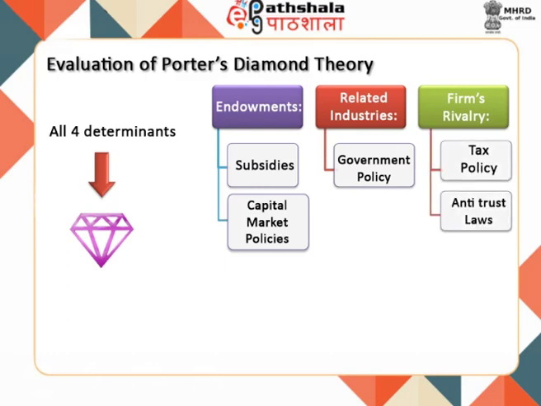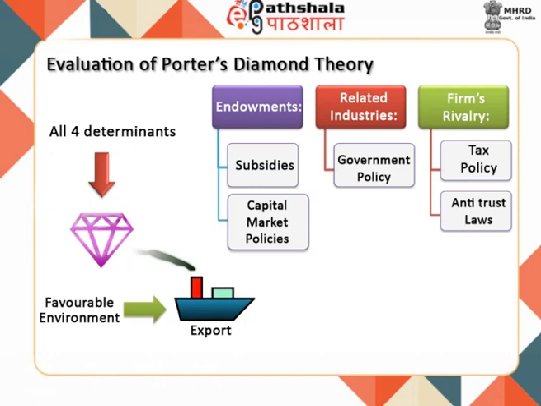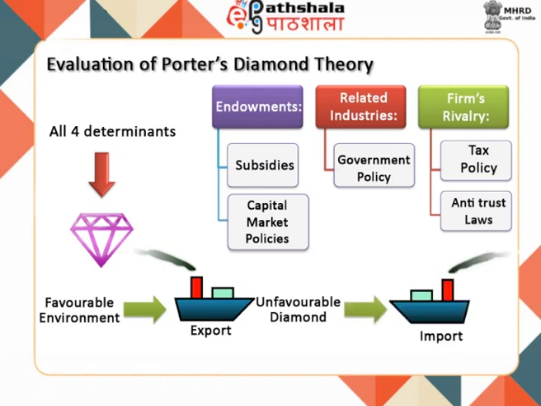This theory creates a favorable environment in which firms are the actors who actually participate in international trade. Countries should be exporting products from those areas where the four components of the diamond are favorable, while importing products in those areas where the components are not favorable.